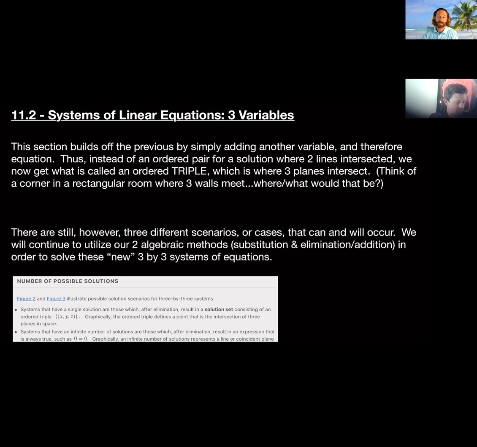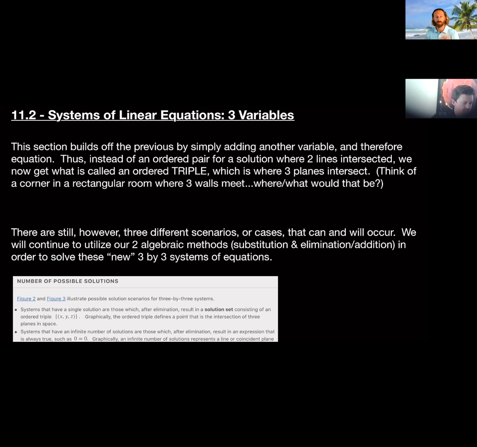So the nice thing is we will still have those two algebraic methods of substitution and elimination, sometimes called the addition method. Okay, so even though these are quote unquote new, it's still the goal of getting it from 3 by 3, or three equations, three unknowns, down to two equations with two unknowns, so that we can eventually get it down to one equation with one unknown. And then we will do what is called back substitution.